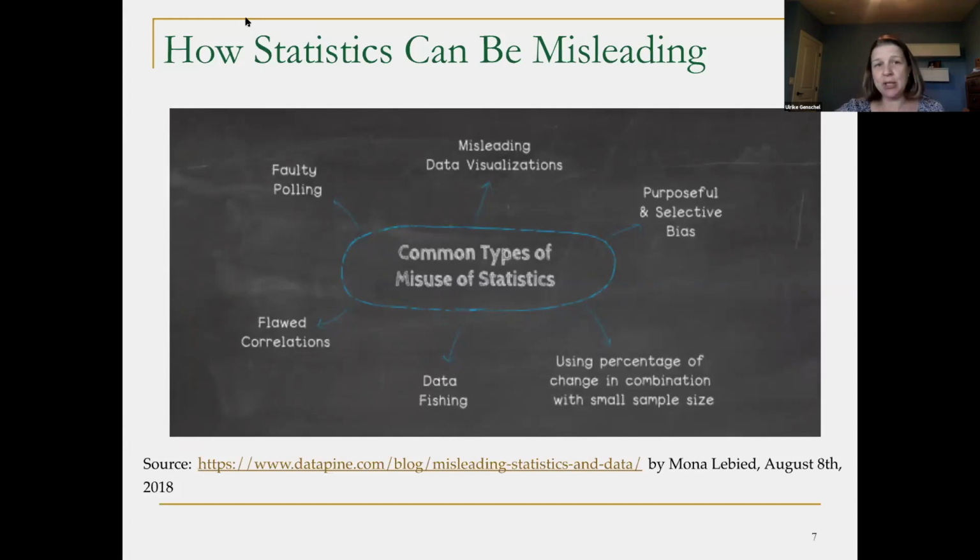Misleading data visualizations. You should have seen an example of one a couple minutes ago. Faulty polling, flawed correlations. And for flawed correlation, I do have an example. This typical example of correlation is not causation. This example is also taken from the same blog. It was just a neat example, and it is different from what you usually find with the ice cream and the sharks, let's say.